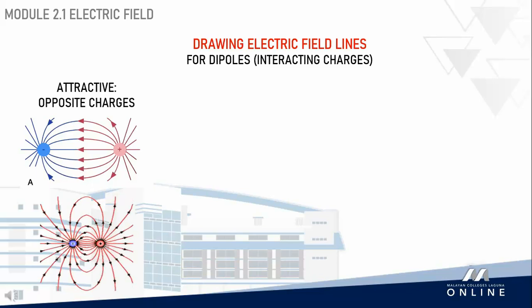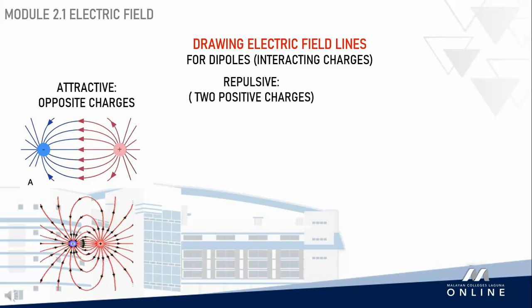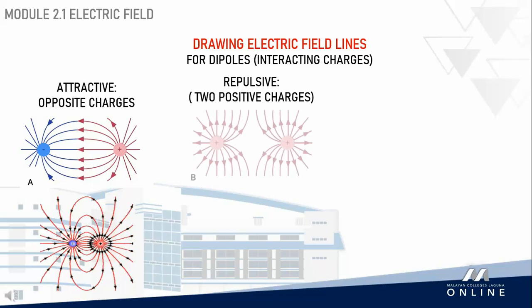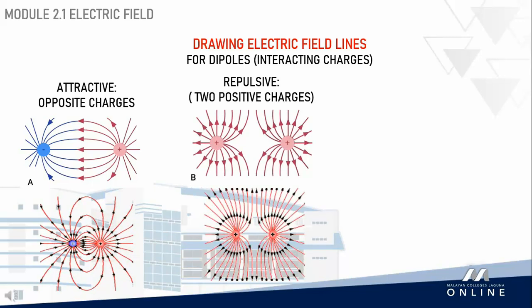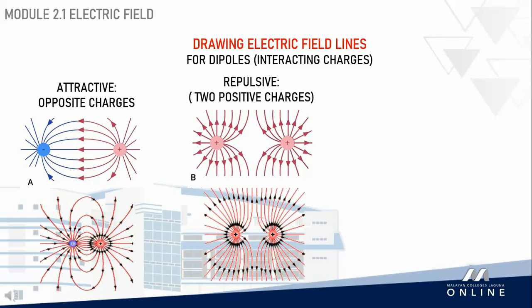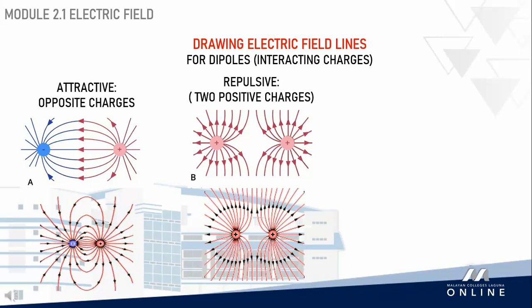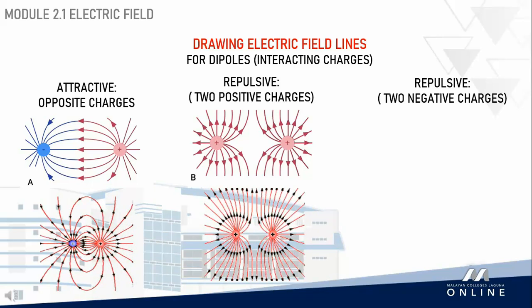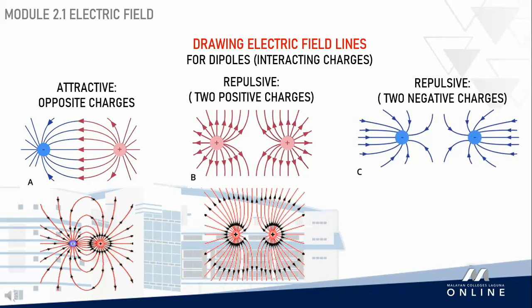Number 2 is repulsive force for 2 positive charges. Arrows for both of these charges are drawn away from the charge, and so it can be represented as this. The electric field present exhibits repulsive forces. And lastly, repulsive force for 2 negative charged particles, where the arrows representing electric field is towards the charged object.